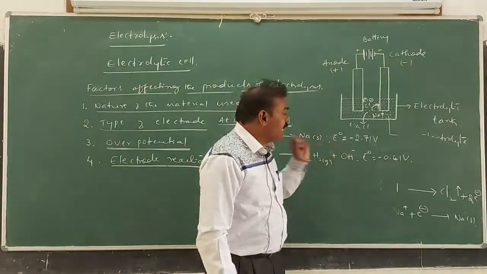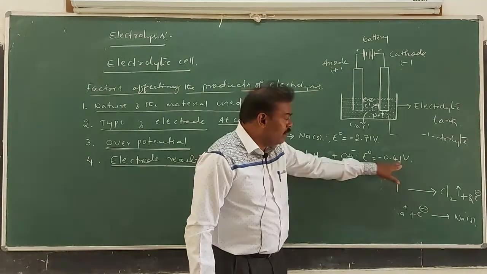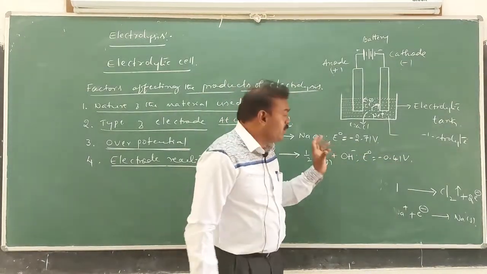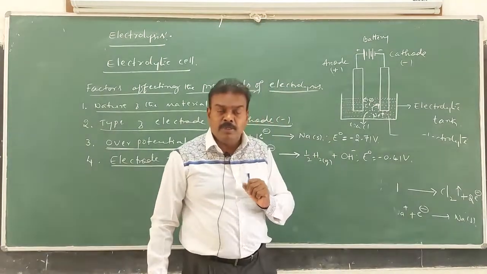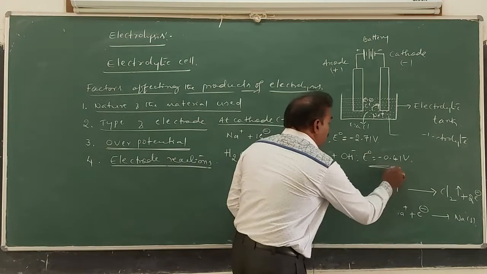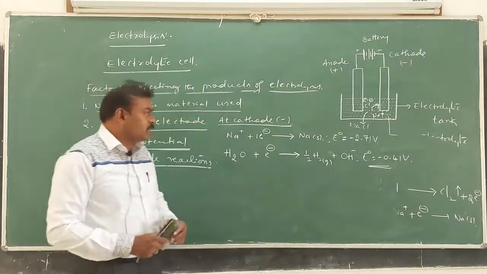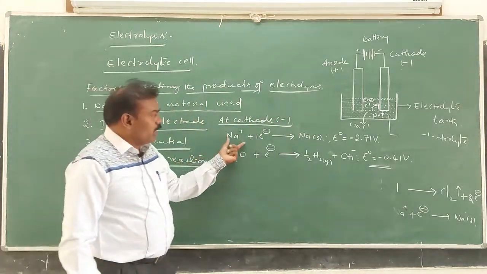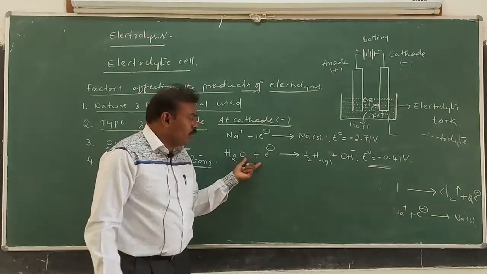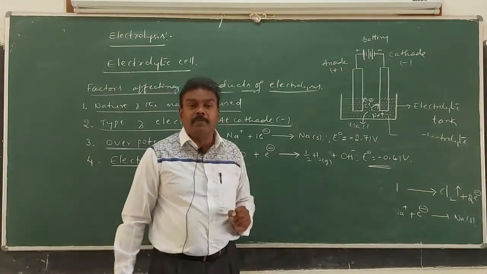Which is a higher value, minus 0.41 volt or minus 2.71 volt? So here, this is the higher value. Therefore, instead of sodium ion into sodium solid, the reduction of water into hydrogen will be taking place.